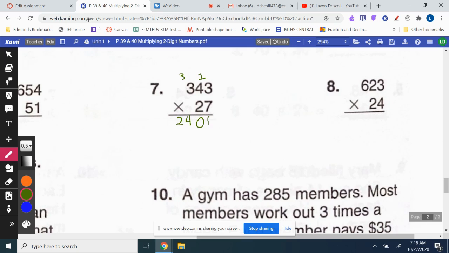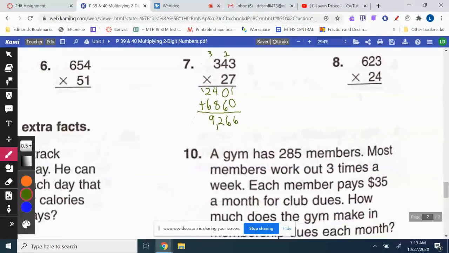Now I'm multiplying 343 by 20, so I put a place for 0 in there. 2 times 3 is 6. 2 times 4 is 8. And 2 times 3 is 6. And I add those up. 1 plus 0 is 1. 0 plus 6 is 6. 4 plus 8 is 12. Carry the 1. 1 plus 2 is 3. Plus 6 is 9. So the answer is 9,206.